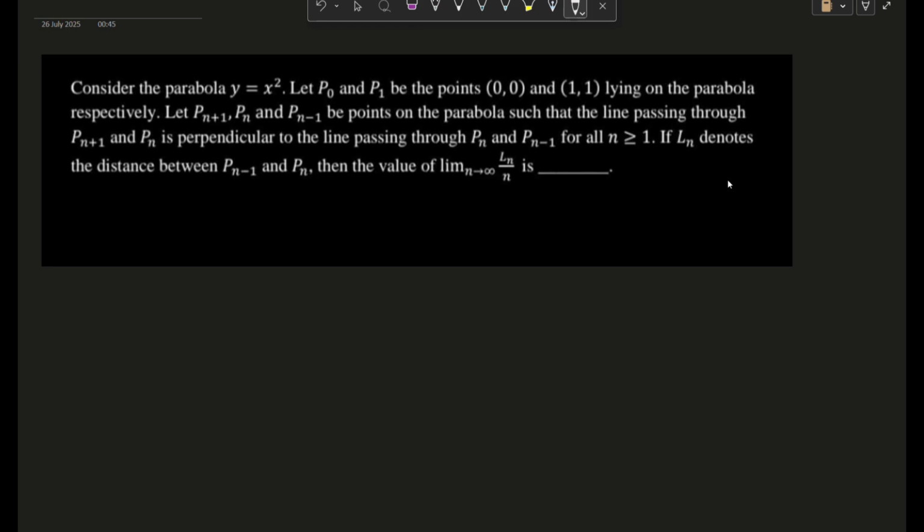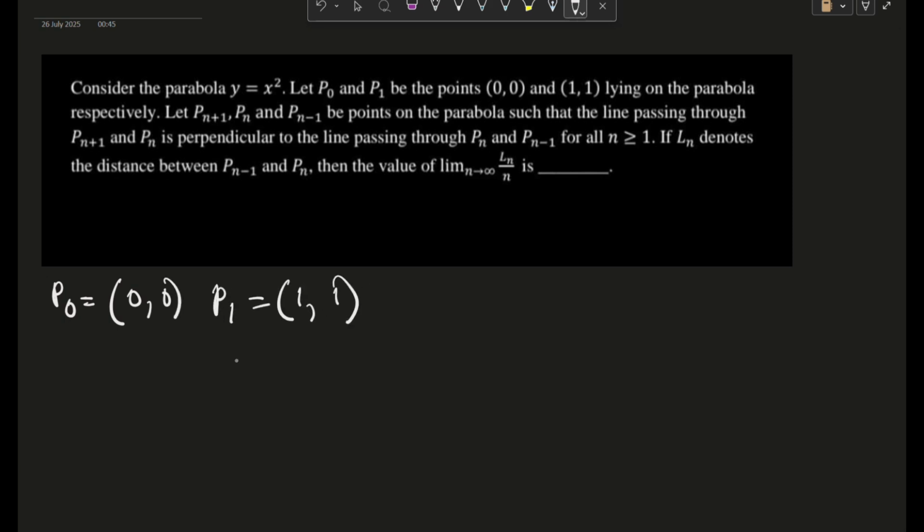Okay guys, I guess now it's time for me to solve. So let's give a read to the question first. There is the parabola y equals x square, and there are points P0 and P1, which are the origin and (1, 1). So let's write that: our P0 is (0, 0) and our P1 is (1, 1).